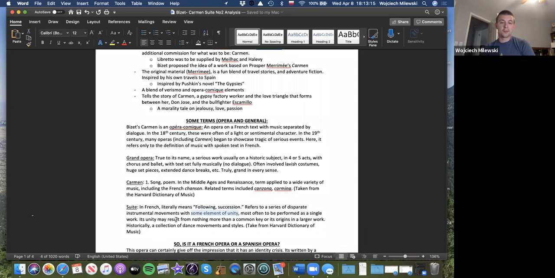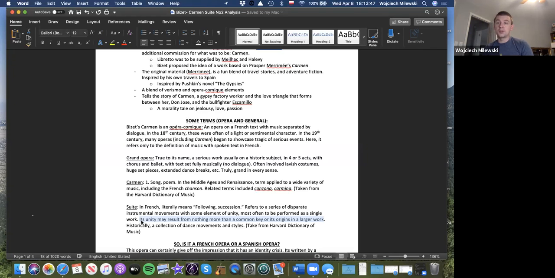And most often these are performed as a single work. Suites can be anywhere from 3 to 24 movements. And yes, there are 24-movement suites out there. But like I said, the unity may result from nothing more than a common key or its origins in a larger work. Hint, hint, Carmen Suites number 1 and 2. But also we already did a little bit of a suite earlier this year, the Nutcracker Suite. We played a few movements from that, also taken from a larger work.